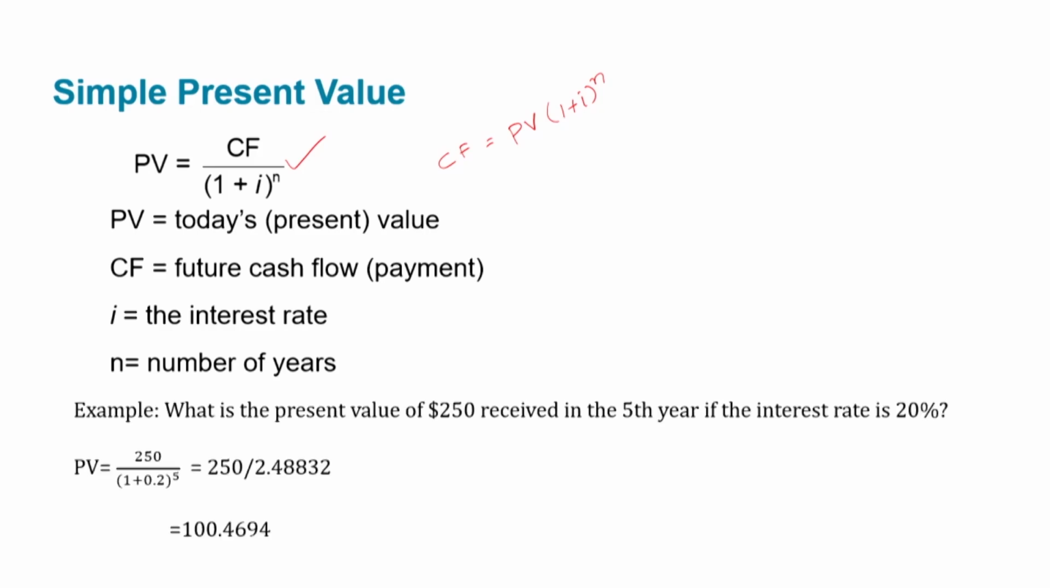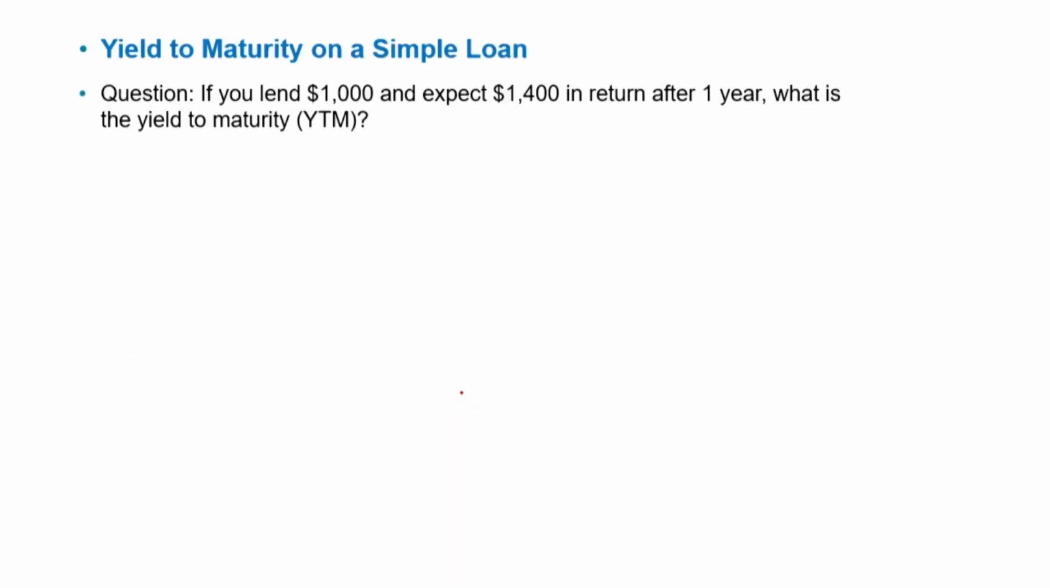The example here was the present value of 250 received in the 5th year if the interest rate is 20%. You can plug these values in the formula and you are going to get the present value when you are getting an amount 250 after the 5th year. That means 100.5 if you invest today at a rate of interest 20%, after the 5th year you are going to get $250 as the return.